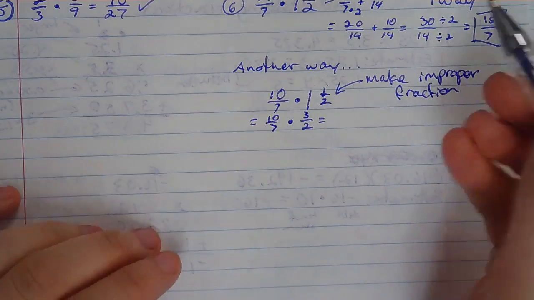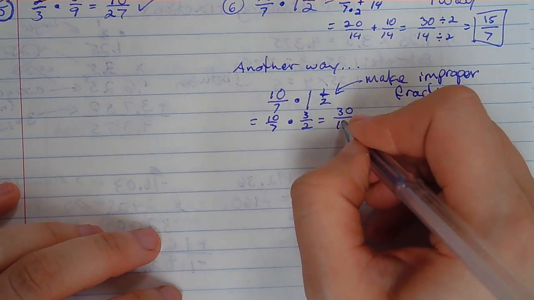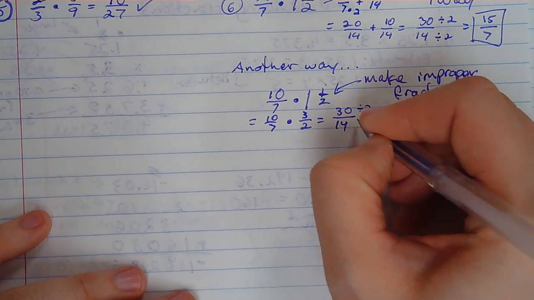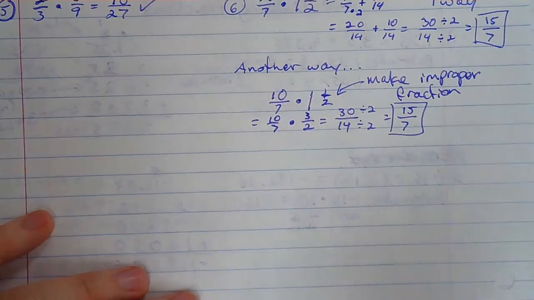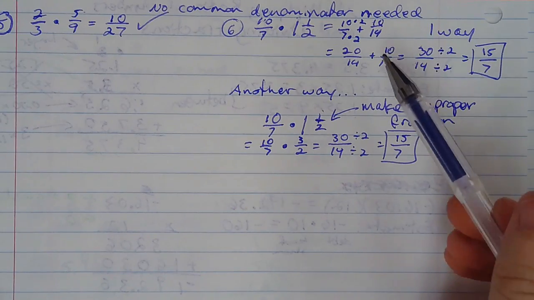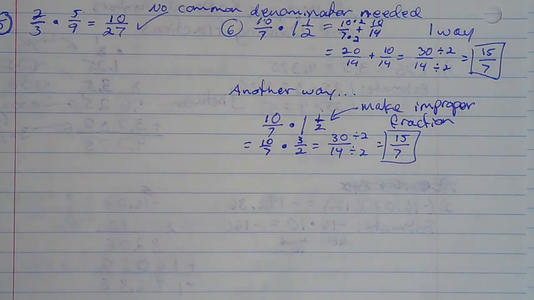And then you multiply across. 10 times 3 is 30. 7 times 2 is 14. And then it's the same as up here, you have to simplify. And you get 15/7. So I think this is easier because you don't have to mess with the common denominator step, but you get the same result either way. Let's try another one.